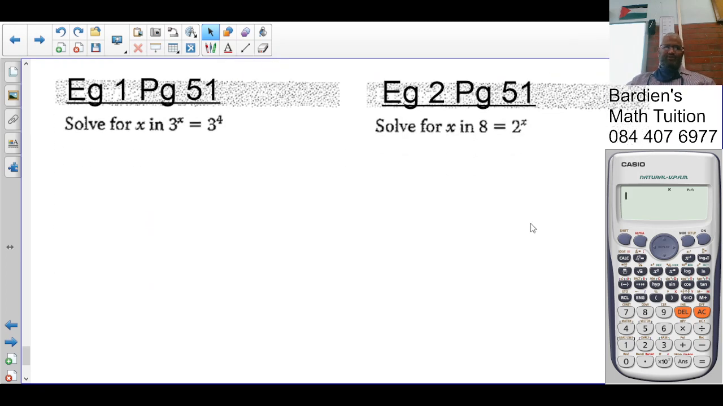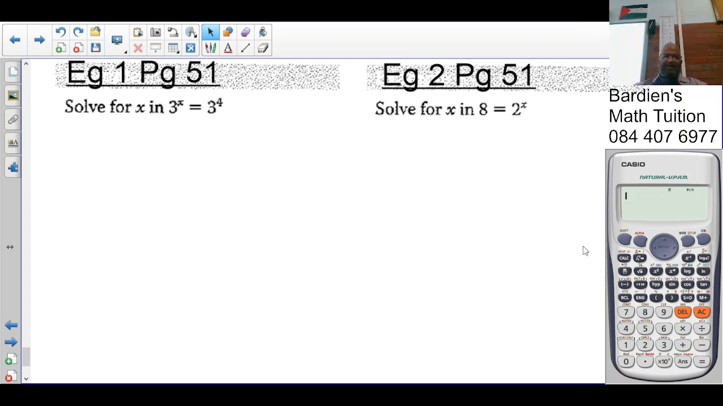Right. So let's look at example 1 on page 51. It says, solve for x in 3 to the x is equal to 3 to the 4. So the first thing is to check, are the bases the same? Yes. Right. So right next to that, the first bullet is, we try and get the bases the same.